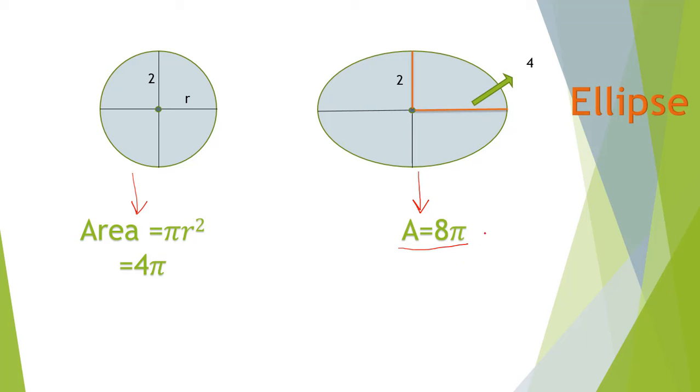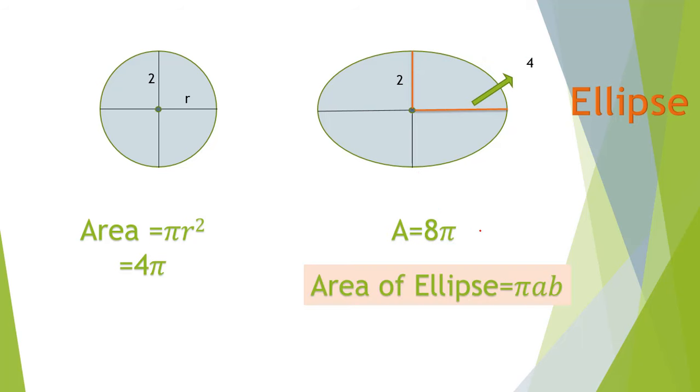A very important thing to be noticed here is that 8 is a product of 4 (semi-major axis) and 2 (semi-minor axis). So in general, the formula for the area of an ellipse is pi times a times b, where a is the length of the semi-major axis and b is the semi-minor axis.